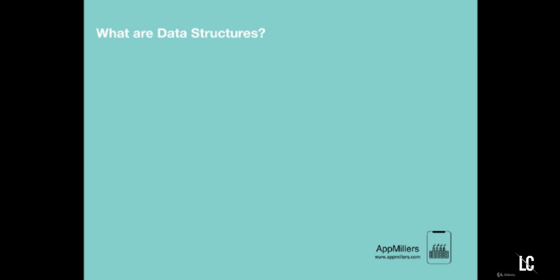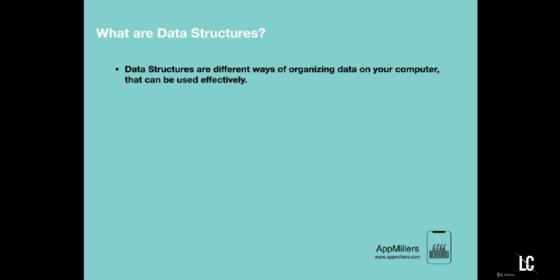Hi there. Before we get started digging into different types of data structures and algorithms, I want to talk about what are data structures and why do we need them. One sentence description of data structure would be that they are basically different ways of storing data on our computer. This sentence might not be clear right now, so let me give you a concrete example here.